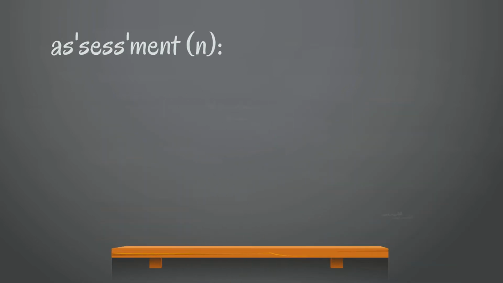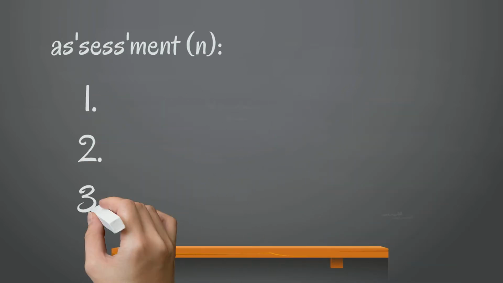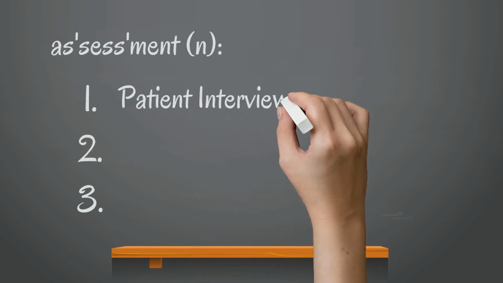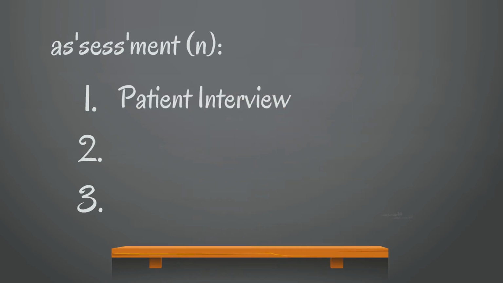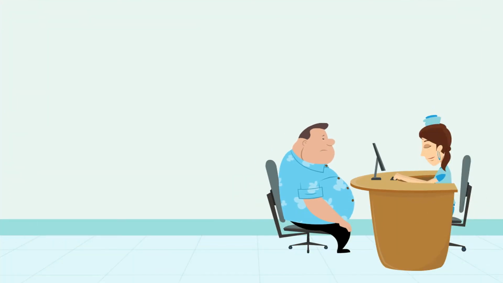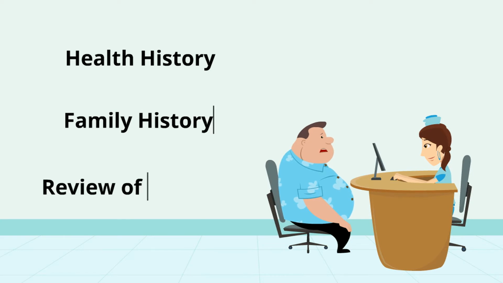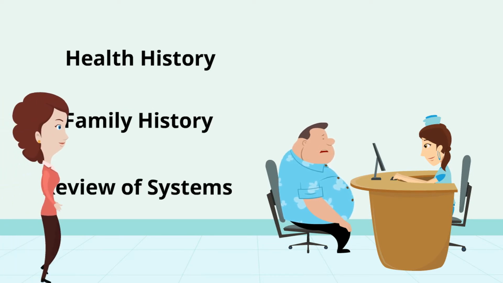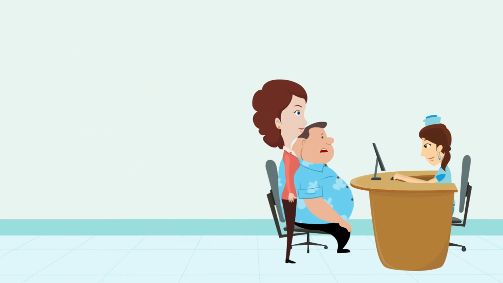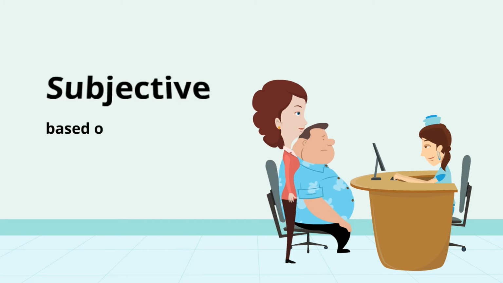So how do we get this data? There's three main ways. The first being a patient interview. In a patient interview, you ask them tons of questions and you really get to develop a good patient and nurse relationship. And through that relationship, you can learn about their health history, their family history. You can do a review of systems. That information can be learned from the patient's family. And remember that the data collected in the patient interview is usually considered subjective.